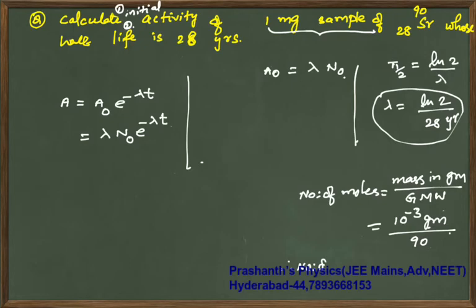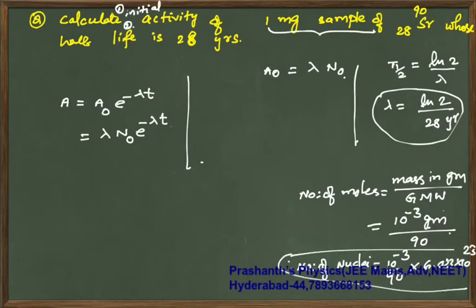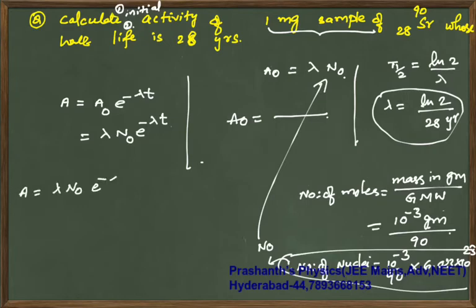Now once you get the number of moles, your number of nuclei is going to become 10 power minus 3 by 90 times Avogadro number, 6.023 into 10 power 23. Now you have to take this number of nuclei n naught and substitute into this equation to get the initial activity, and your activity after time is lambda into n naught into e power minus lambda t. This n naught is your activity value. Okay, so like this you are supposed to do it.